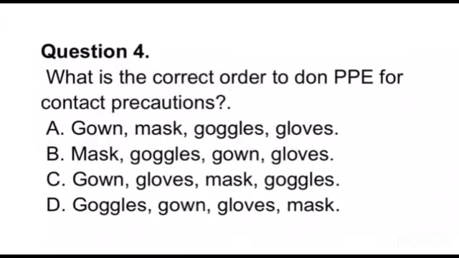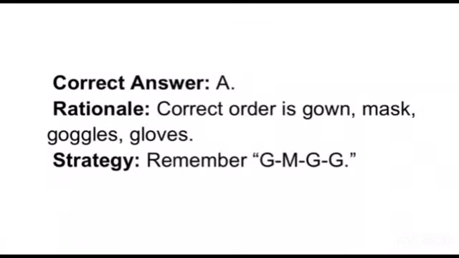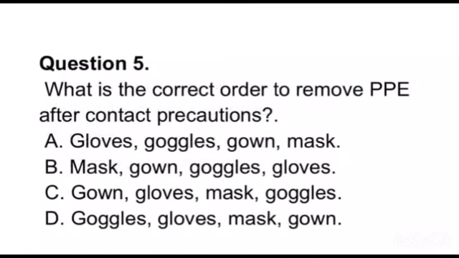Question 4. What is the correct order to don PPE for contact precautions? A. Gown, mask, goggles, gloves. B. Mask, goggles, gown, gloves. C. Gown, gloves, mask, goggles. D. Goggles, gown, gloves, mask. The correct answer is A. Rationale. Correct order is gown, mask, goggles, gloves. Strategy. Remember GMGG.